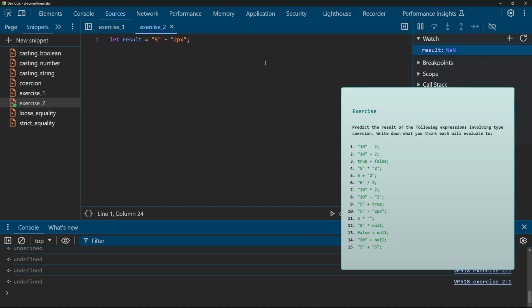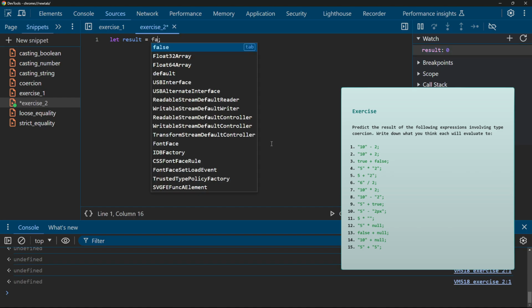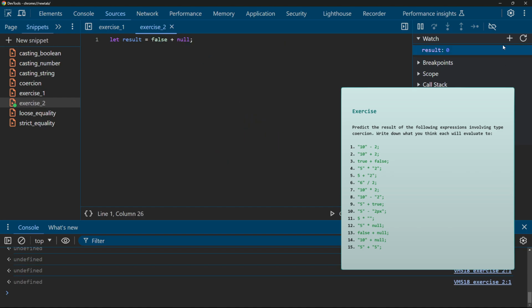String "5" minus "2px" is NaN, because "2px" cannot be converted to a number, so the result is not a number. 5 times empty string is 0. The empty string is converted to 0 before multiplication. String "5" times null is also 0, since null is converted to 0 before multiplication. False plus null is also 0. False is converted to 0 and null is also converted to 0 before addition.